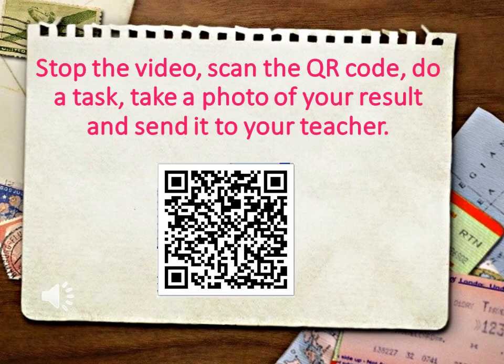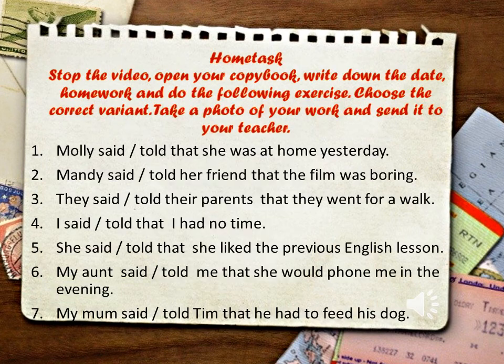Now I propose you stop the video, scan the QR code and do a task. Take a photo of your result and send it to your teacher. And as usual, at the end of the lesson, you'll get your home task. So, I propose you stop the video, open your copybook, write down the date, homework, and do the following exercise. Choose the correct variant. I hope it won't be very hard for you. After doing it, please take a photo of your work and send it to your teacher.